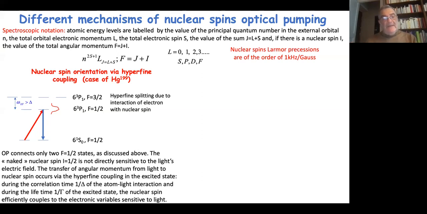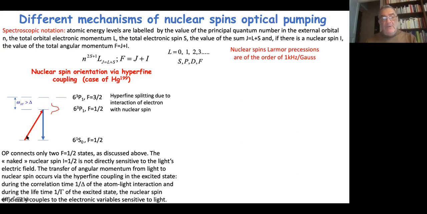You see that, in fact, the excited state, in the case of the transition I am studying, has two hyperfine levels. You combine the angular momentum 1 with the nuclear spin 1/2, and you can get either F equal 1/2 or F equal 3/2. And you have what is called a hyperfine separation.